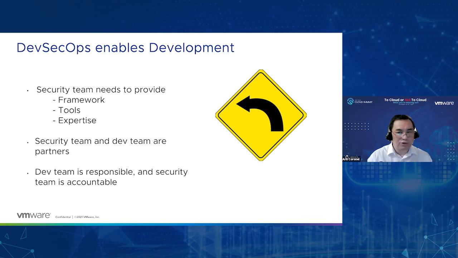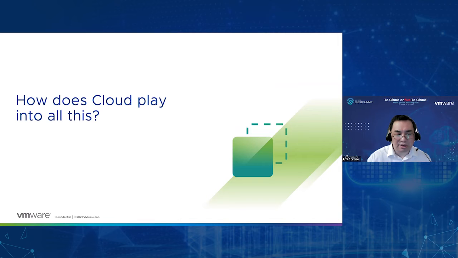All in all, the security team and the DevOps team really should be considered as partners, because it's their job together to jointly ensure that the application is secure. But then the DevOps team is responsible for the application security testing and ensuring that the application is secure, while the security team ultimately is accountable for it. So now the question: how does cloud relate to all of this? How do cloud and DevSecOps relate?